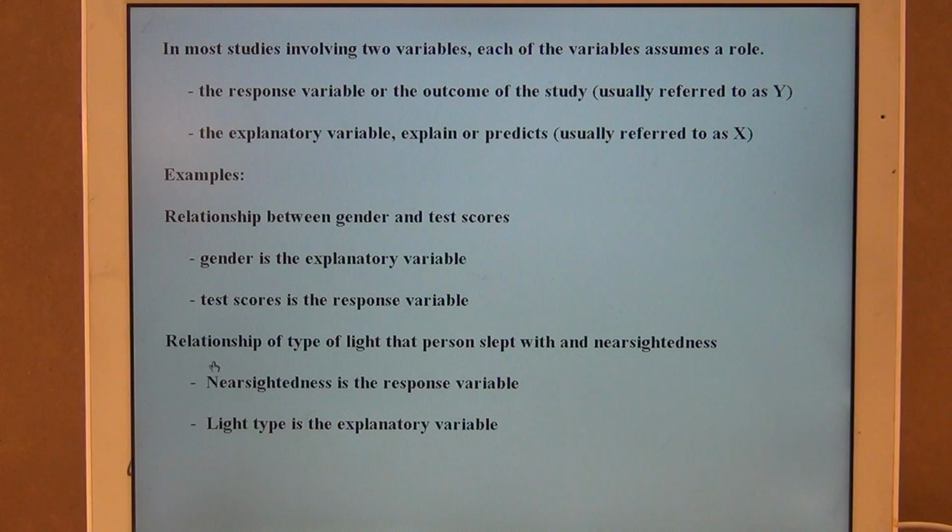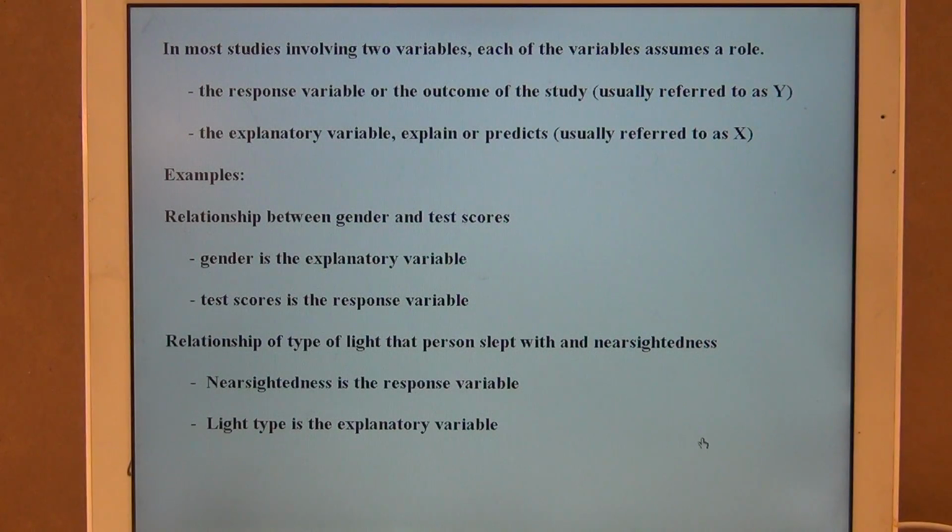How about if we're looking at a study that looks at the type of night light that a person slept with, and nearsightedness. So type of light and whether the person was nearsighted or not. Well, the type of light would be the explanatory variable, and nearsightedness would be the response variable. Whether the person was nearsighted or not was dependent on what type of night light the person had.